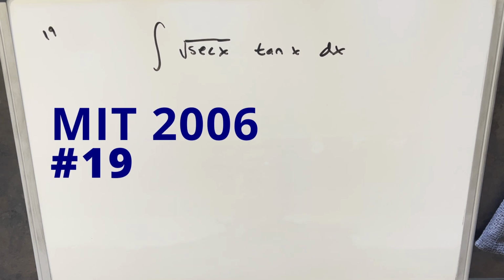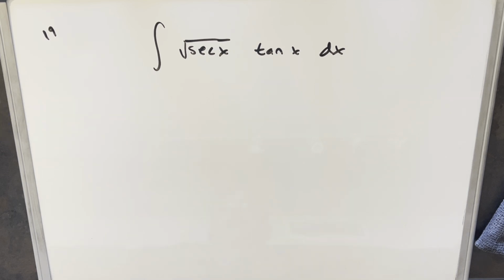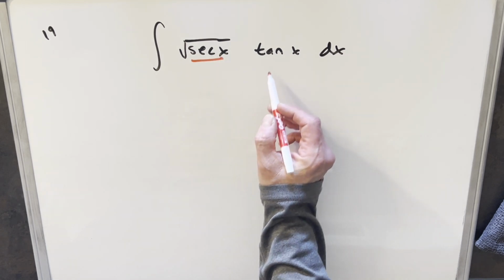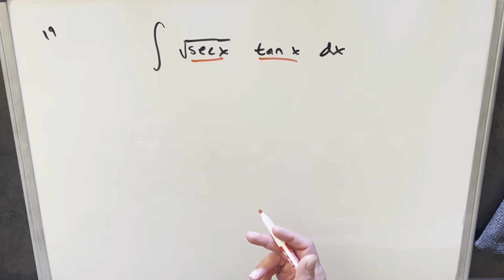Okay, we have here today another integral from the MIT integration bee from 2006. This one's 19. We have here the integral of square root of secant x tan x dx. I think there's a few different ways to do this, but one thing I notice here is we have in our expression secant x and tan x, and those two work pretty well together.